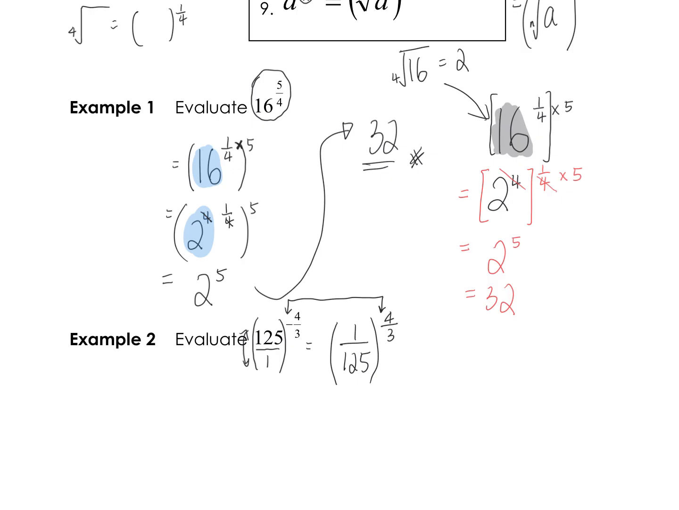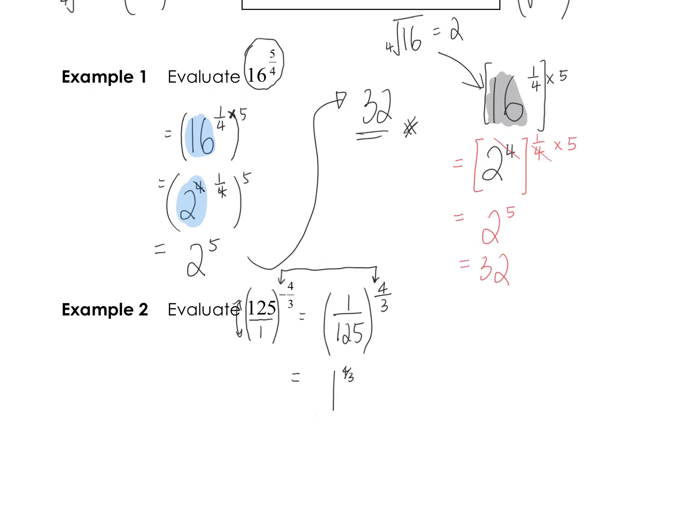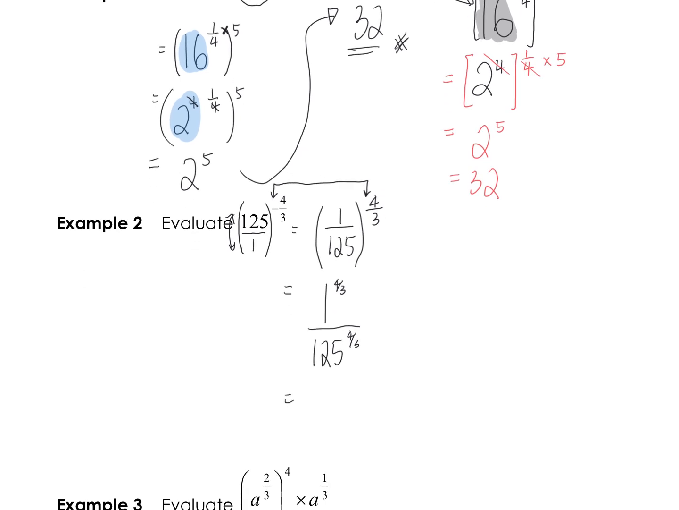Next step, both of them should get the power 4 over 3. 1 to the power of anything is just 1, so I can simplify this as 1. Now the problem is just my 125. I don't like to have a numerator that is not 1. So I will split the 4 out and put the 1/3 inside, so that I can do a cube root of 125.